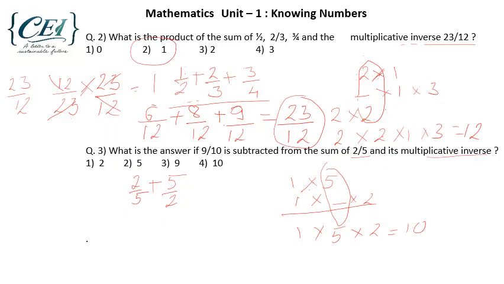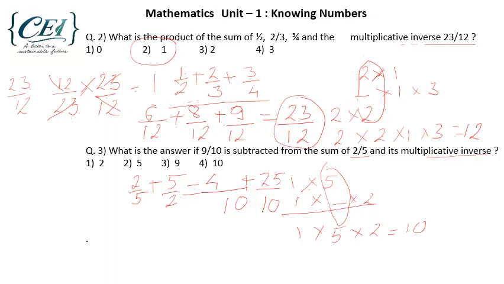The LCM is 10. So we have to make the denominator common. The denominator is 10. So 5 into 2: we multiply by 2 on the numerator and denominator. 2 twos are 4 upon 10. For the other fraction, to make the denominator 10, you are required to multiply by 5. So 2 fives are 10 and 5 fives are 25.